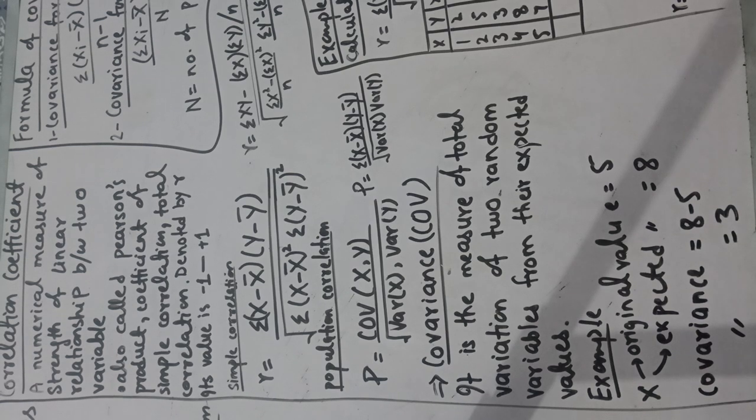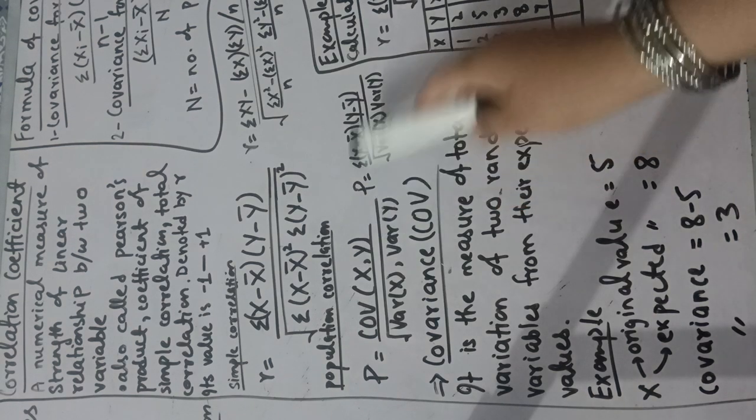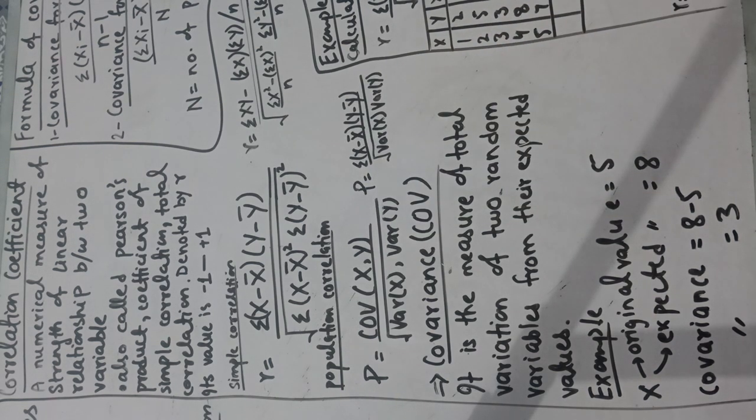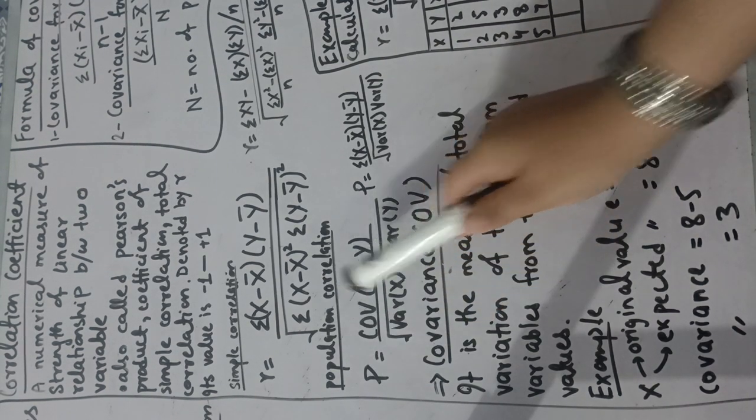The next formula is for the population. If you are dealing with the population, you will use these two formulas. They are exactly the same, with no difference between them. This rho shows that this is the population correlation.